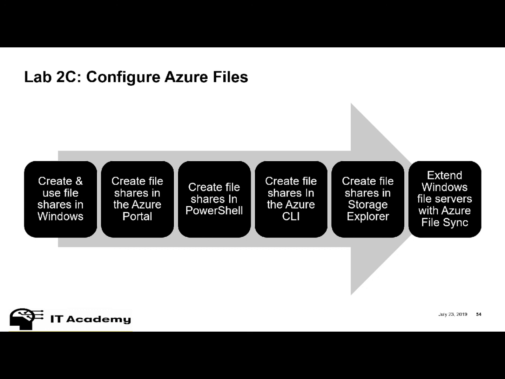The exercises contained in Lab 2C basically consist of creating Azure files containers. What we'll do is use Windows Server to create a file share. We'll then create a file share through the Azure portal. Because we need experience with both PowerShell and the command line interface commands to create an Azure file share, we'll also do that from both of those environments. One of the other scenarios you might be expected to know for the exam is how to create file shares in Storage Explorer, so we'll gain some hands-on experience with that. Then finally, in the last exercise of Lab 2C, we'll extend Windows File Services functionality with an Azure file sync group.